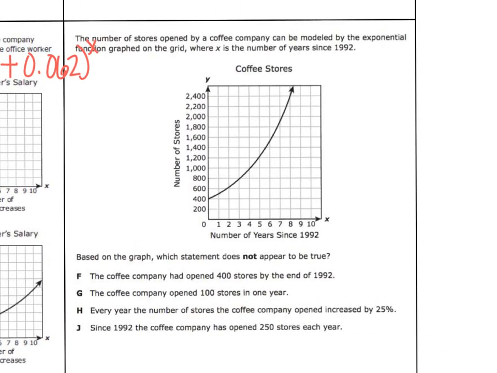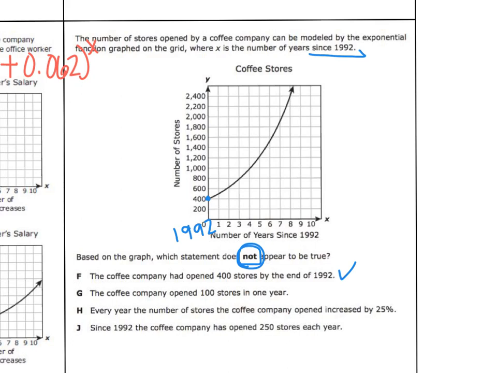The number of coffee stores opened by a coffee company can be modeled by the exponential function graphed on the grid, where x is the number of years since 1992. So 0 would represent 1992. Based on the graph, which statement does not appear to be true? The coffee company had opened 400 stores by the end of 1992. So 1992, 400, that's correct.